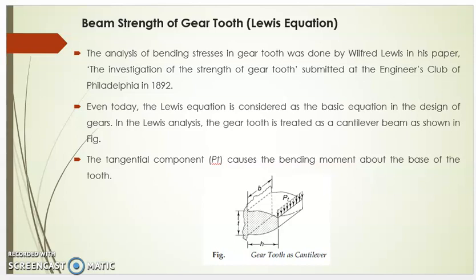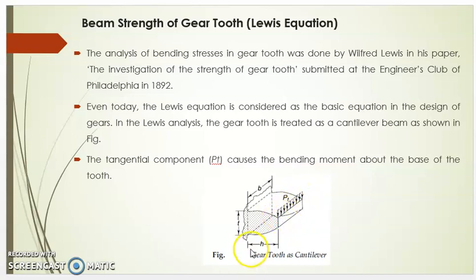In the Lewis analysis, the gear tooth is treated as a cantilever beam as shown in the figure. The tangential component PT causes the bending moment about the base of the tooth. See that this is the gear tooth. It is considered as a cantilever beam which is fixed at the base, and it is free at the other end, and tangential load PT is uniformly distributed over the entire face width at the free end.